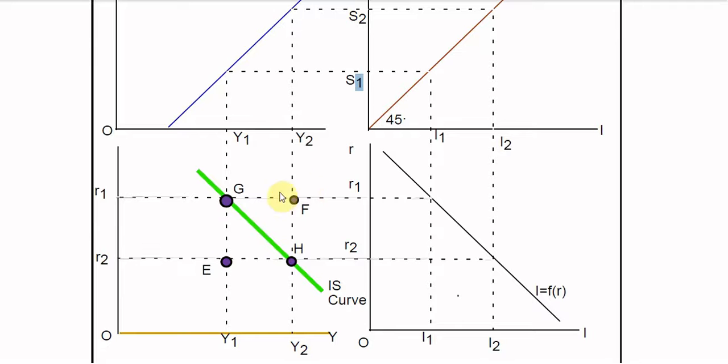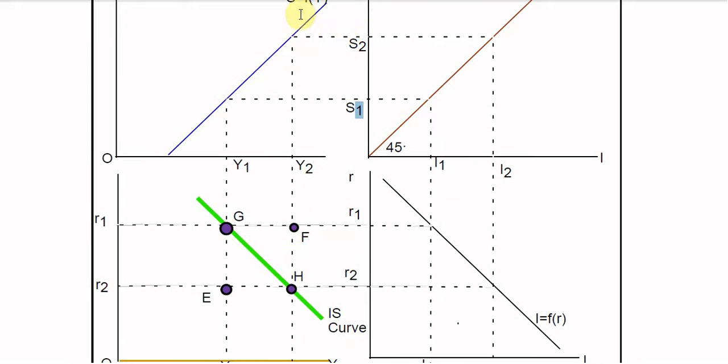In a similar way, F is also not a point of goods market equilibrium, because at point F, interest rate is R1, as such investment is I1 only, whereas at point F, income is Y2, whereas saving is S2. So saving is this much, whereas investment is this much only. So investment is less than saving, or saving is greater than investment at point F. So this is not a point of goods market equilibrium.